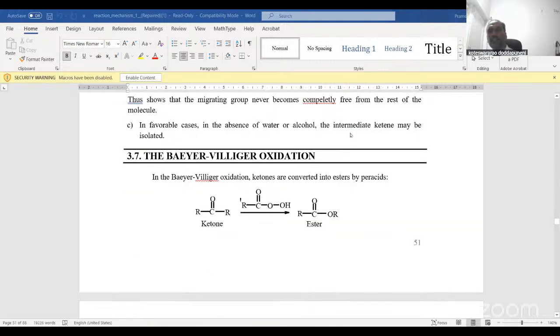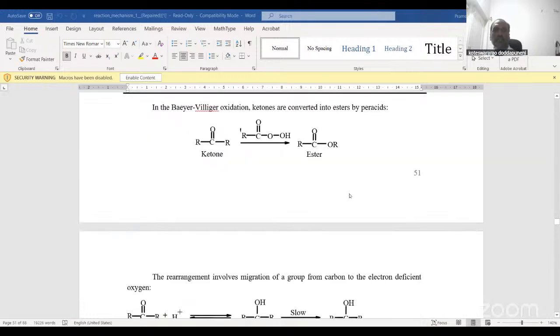Next, Baeyer-Villiger oxidation. In Baeyer-Villiger oxidation, ketones are converted into esters. Ketones are converted into esters by using peracids, RCOOOH. These are known as peracids. This ketone is treated with peracid, which leads to the formation of an ester. That means simply an oxygen is inserted between the carbonyl carbon and the alkyl group. In between the ketone and the alkyl group, we are inserting the oxygen.